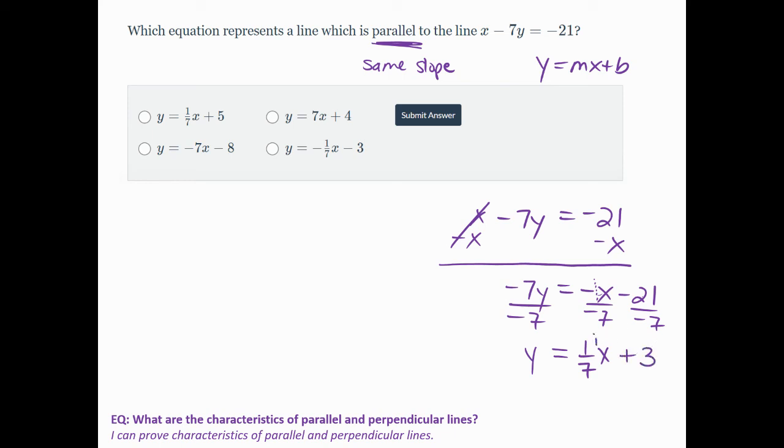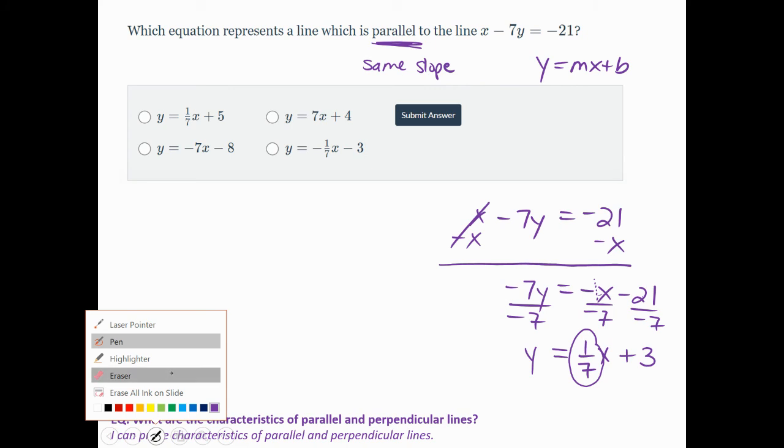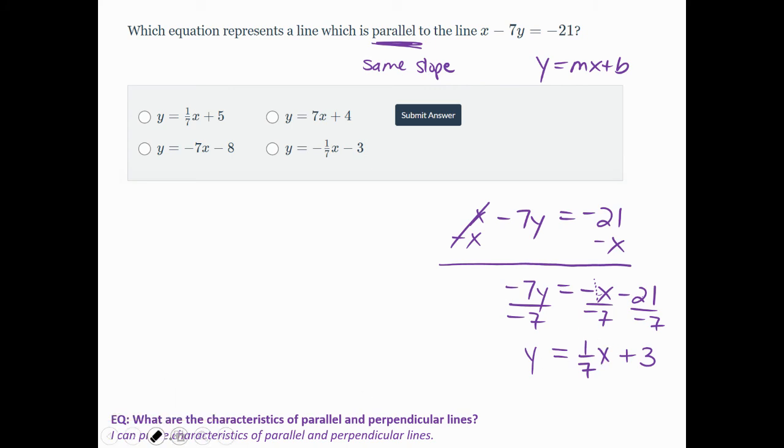So here's my slope for the given equation. I'm just double checking. Remember that we are looking for parallel lines. So that means, sorry, I didn't like my circle there. Let me try that again. That means that I need my equation that I'm looking for to have a slope of 1/7. That would be this equation right here, positive 1/7, matching slope. Those are the lines that will be parallel.